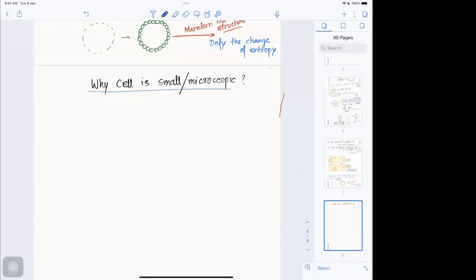Sir, maybe because the atoms constituting the cell are microscopic.